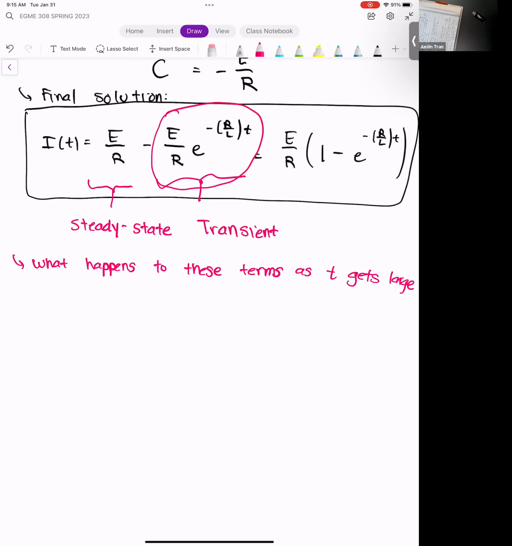And so we have a decaying exponential, e to the minus R over L of t. As t gets large, as t goes to infinity, what do we know about decaying exponentials? Decaying exponentials go down to 0. And so as t gets large, this term just goes away.